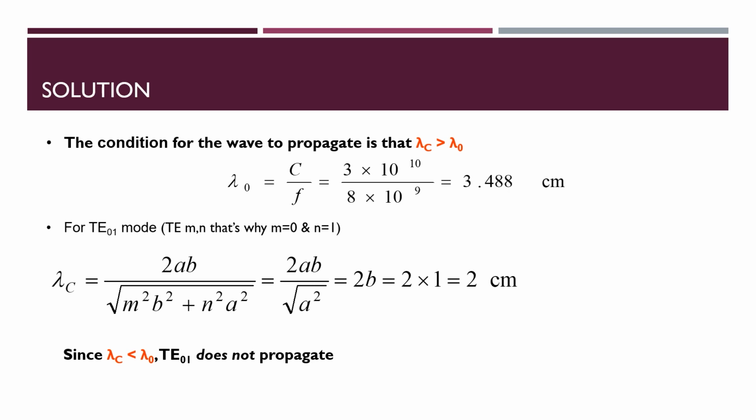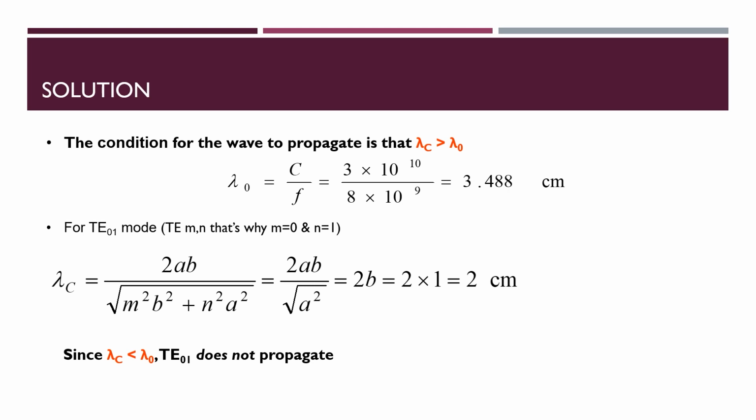So here M is equal to 0 and N is equal to 1. The formula for cutoff wavelength is 2AB divided by the square root of M squared B squared plus N squared A squared. Put the values in this formula. A is 2.5, B is 1. So the answer is 2B, or 2 centimeter.